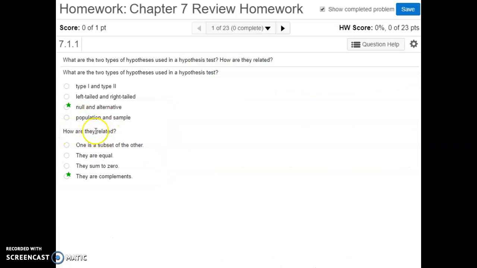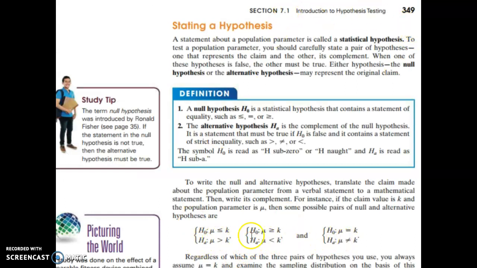So how they are related is that they are complements of each other. Going back to just see the options here, that means if the null is a less than or equal to, the alternative is the complete opposite of that, which would be greater than. If the null is greater than or equal to, the alternative is everything but that, which would be less than. And if the null is a statement of equality, the alternative would be not equal to. So notice one other key thing about these. The null hypothesis always has a statement of equality in it: less than or equal to, greater than or equal to, or equal to.